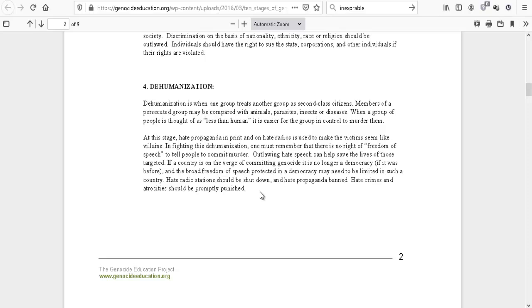Members of a persecuted group may be compared with animals, parasites, insects, and diseases. When a group of people is thought of as less human, it is easier for the group to control and to murder. At this stage, hate propaganda in print and hate on radios is used to make victims seem like villains.